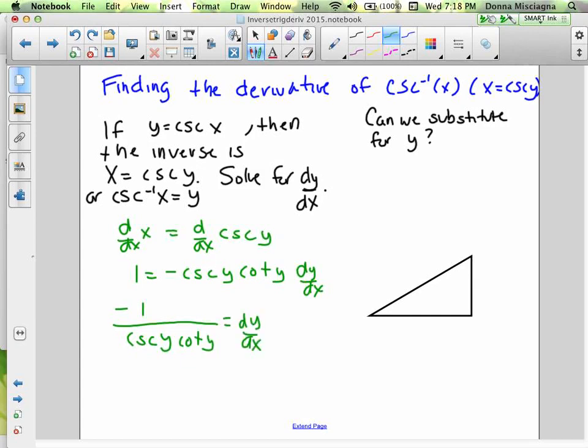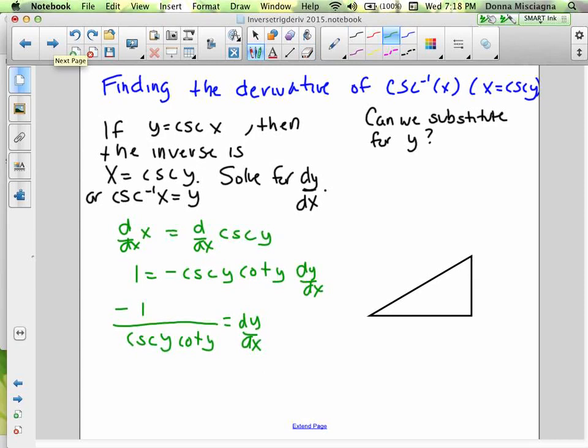And oh no, we have the same problem. We got y stuck in there, and it's got to be in terms of x, right? This is the derivative with respect to x, and there's no x. There are y's, and that's a problem. So we need to substitute for the y's. We're going to have to think about this one.